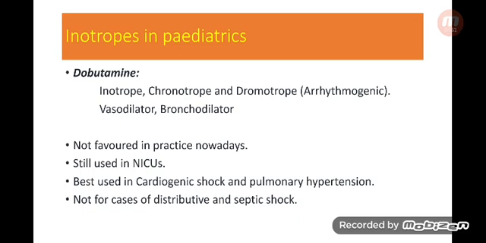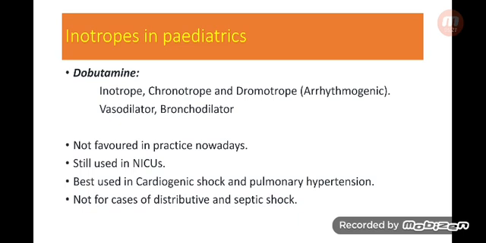Then we go to discuss its sibling, which is dobutamine. Dobutamine is also a highly arrhythmogenic drug that has got inotropic, chronotropic, and dromotropic effects. But in comparison to dopamine, it's a vasodilator and a bronchodilator. It's still not used as much in PICUs, but still used in NICUs, and mainly it is favored in cardiogenic shock and pulmonary hypertension. The latter, pulmonary hypertension, is why I think it's used often in NICUs.